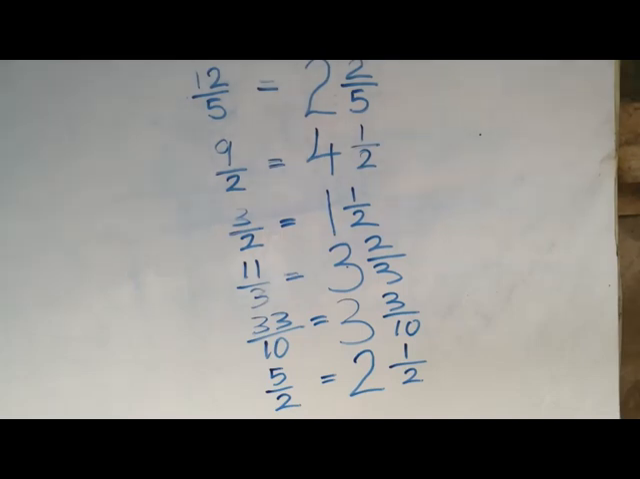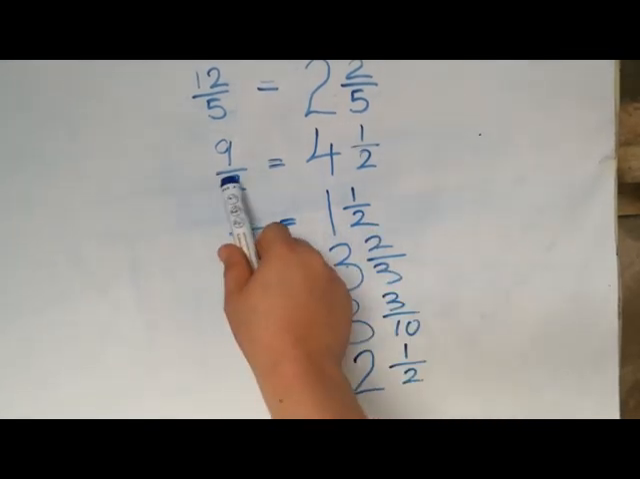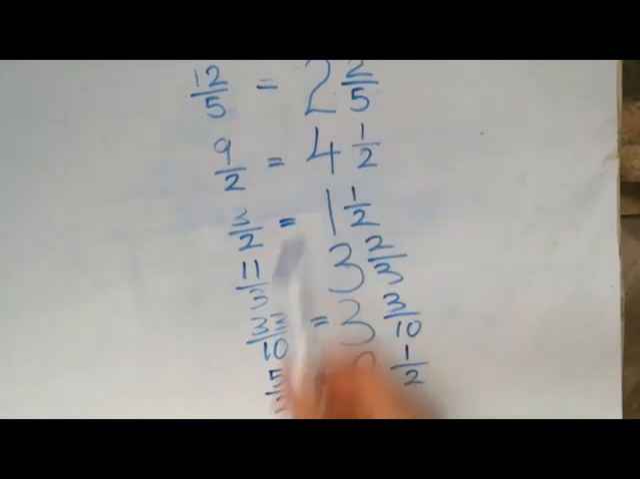So the process of converting improper fraction to a mixed fraction is simple. The denominator, whether it is 2, it will always remain 2 after the conversion. If it is 10, it will remain 10. If it is 3, it will remain 3. If it is 5, it will remain 5. So the denominator remains constant.